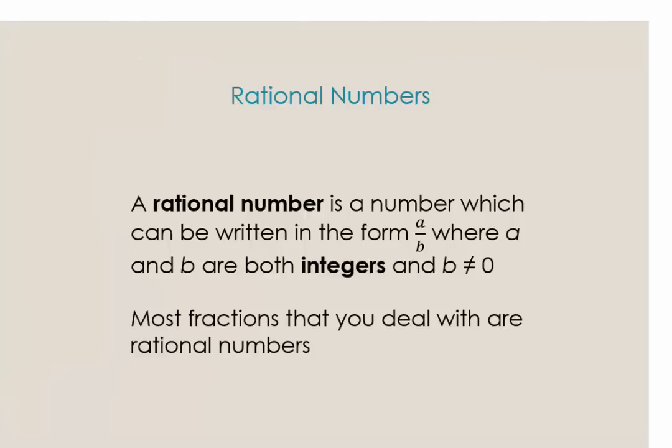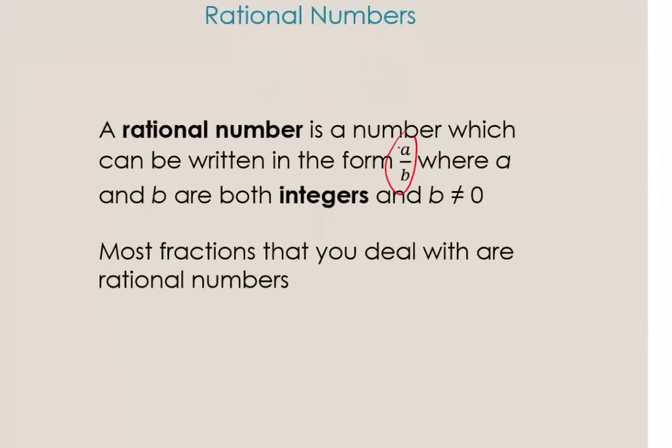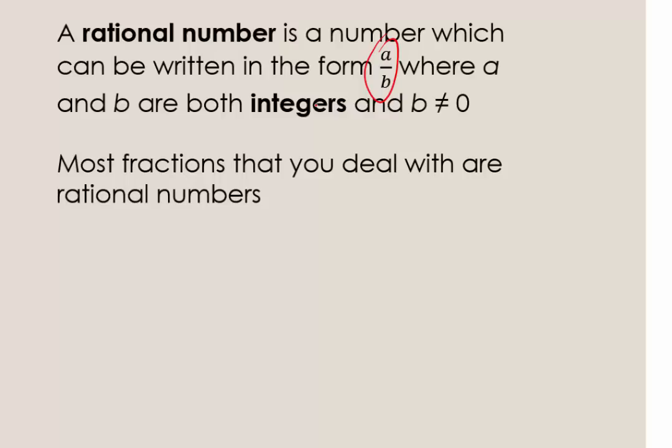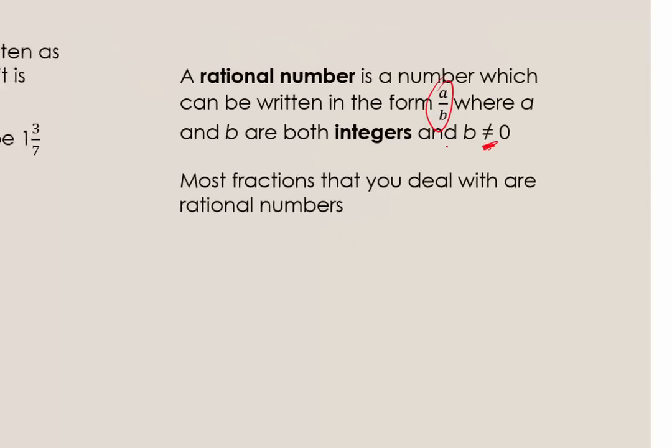Most of the fractions that you guys are going to be dealing with in the next couple of years at least are considered rational numbers. Okay, a rational number is a number which can be written in this form, where both numbers are integers, so you can have negative fractions, and B does not equal 0. That's what this means, does not equal 0. Most of the fractions that you deal with are going to be rational numbers.